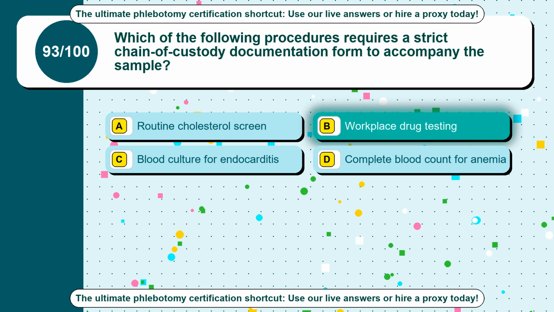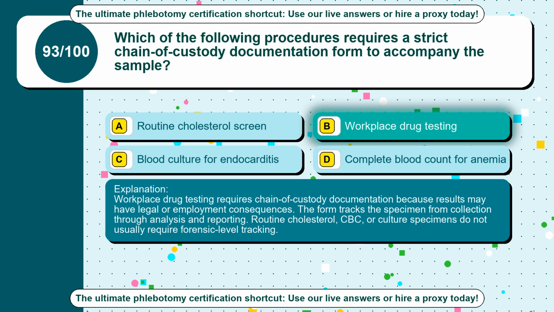The correct answer is option B. Workplace drug testing. Workplace drug testing requires chain of custody documentation because results may have legal or employment consequences. The form tracks the specimen from collection through analysis and reporting.